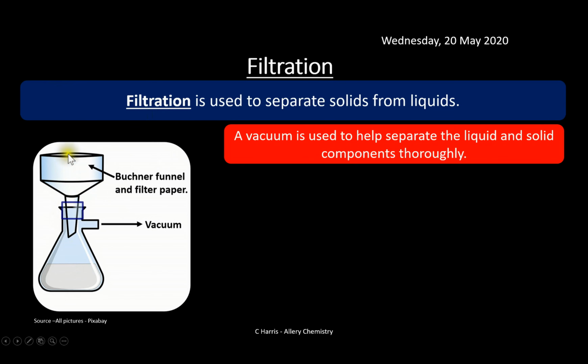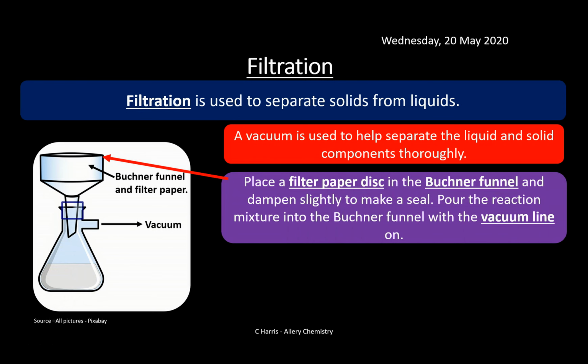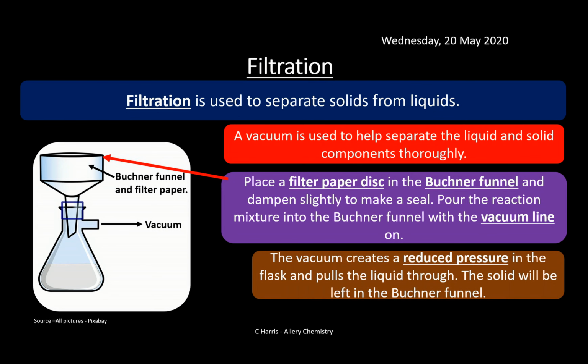You can effectively dispose of that or get rid of it. So this is the bit that you want to keep here. So you can use this type of filtration. Very simply, we put a bit of filter paper, we just wet it a little bit to create a seal, put it on the top of the Buchner funnel, which is that bit there. We pour the reaction mixture into that with the vacuum line on, and effectively we have a reduced pressure. So this pulls the liquid through, and the solid will be left in that Buchner funnel, as I've said.